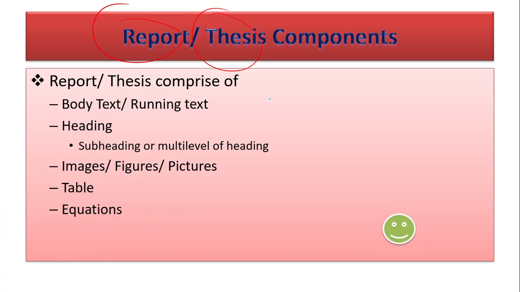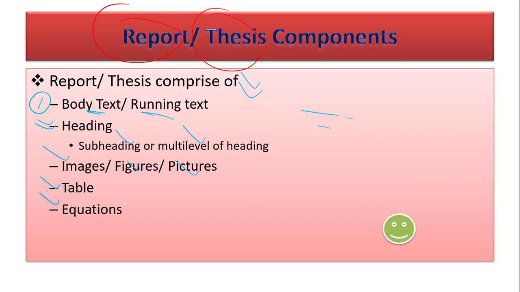The first thing: for any report, for any thesis, normally the report or thesis has different parts. For example, some portions of the report are engaged with the running text or the body text, that is written normally here. Some other part is known as the heading. There are so many headings in the reports. Subheadings or multi-level headings are available. There are also images, figures and pictures which need to be handled, and it also contains some tables and equations.